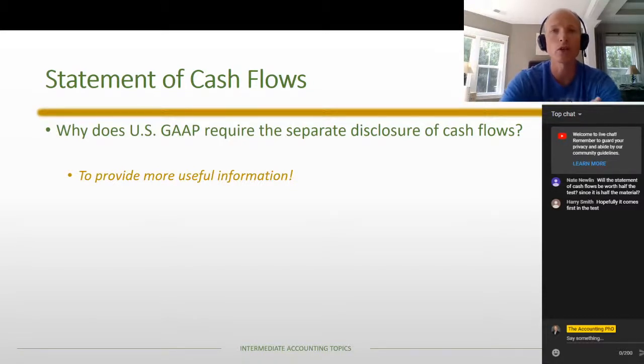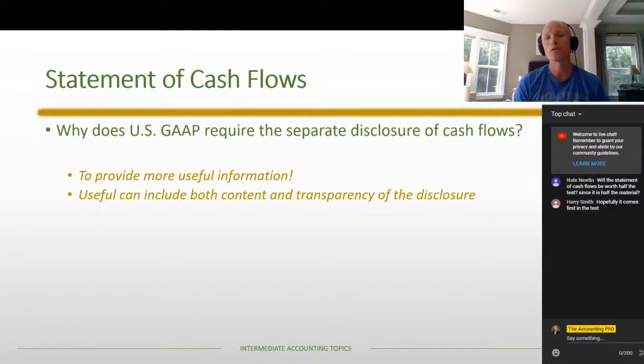But I want to be very clear: useful doesn't just mean the content, not just the information. Of course, that's part of it, but also transparency. The statement of cash flows is a transparent disclosure of cash flows. Before it existed, analysts could infer cash flows from income statements and balance sheets, and this is just a more transparent disclosure of that same information.